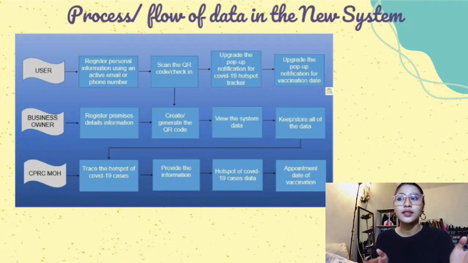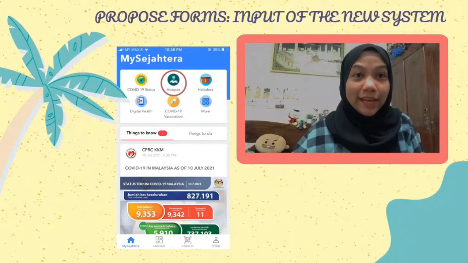And once the user is eligible to get the vaccine, the system will provide the user with details of the vaccine appointment: location, date, and the user's personal details. So I will explain about the input or information of the new system.